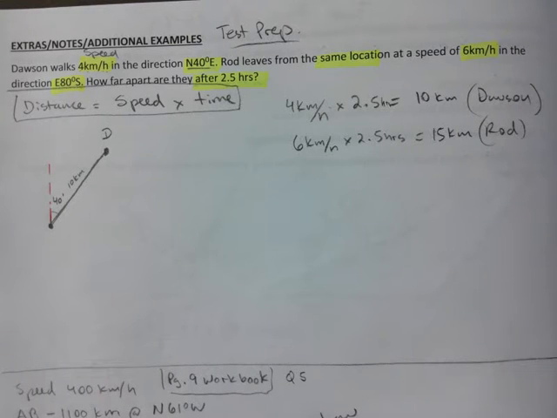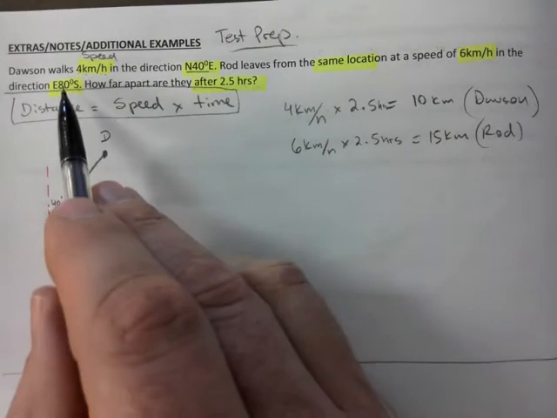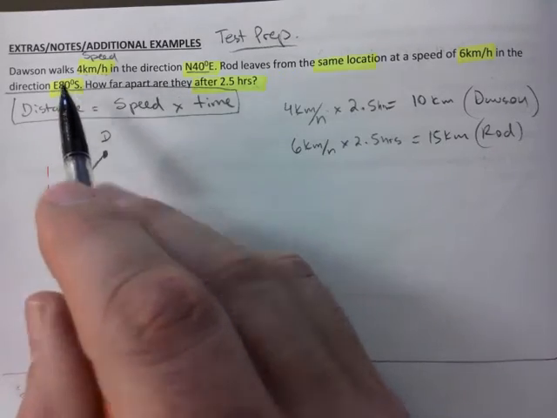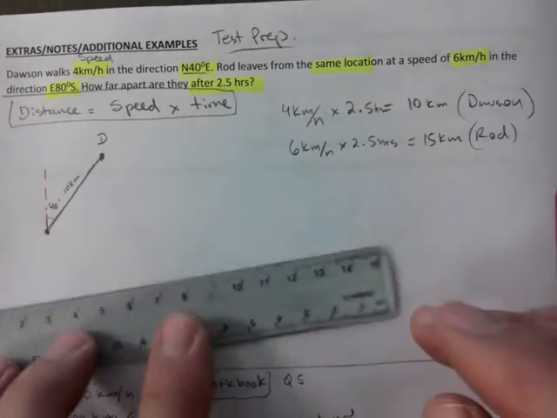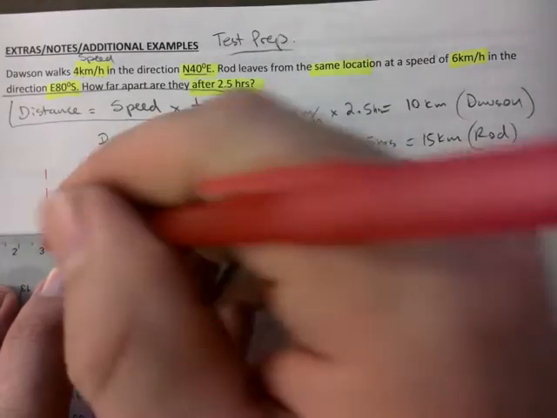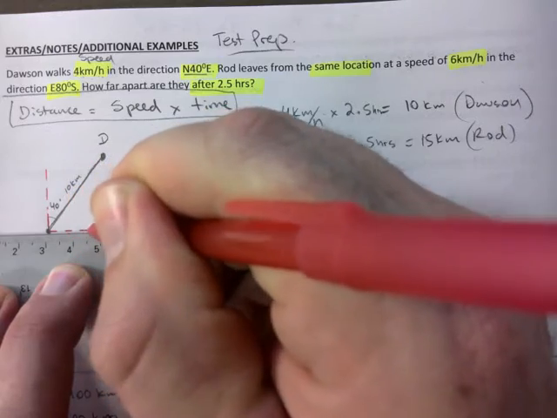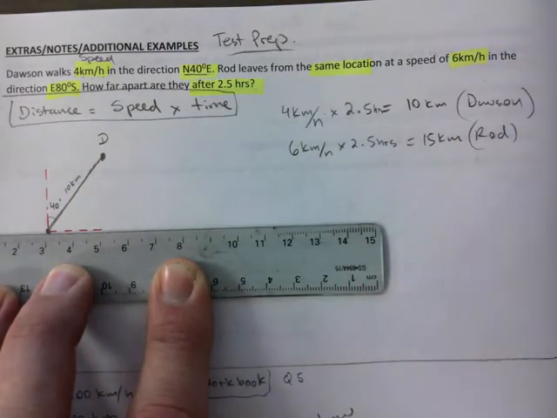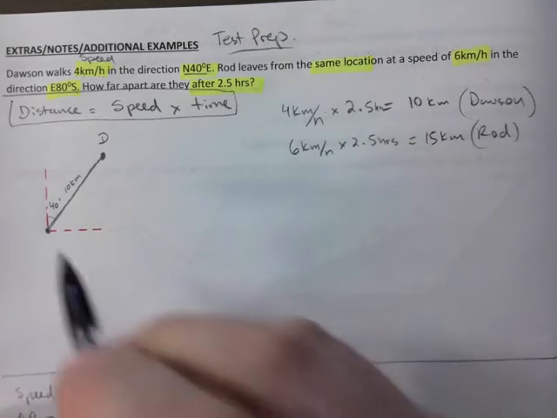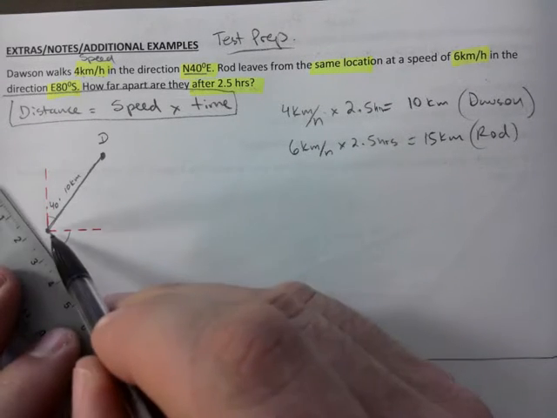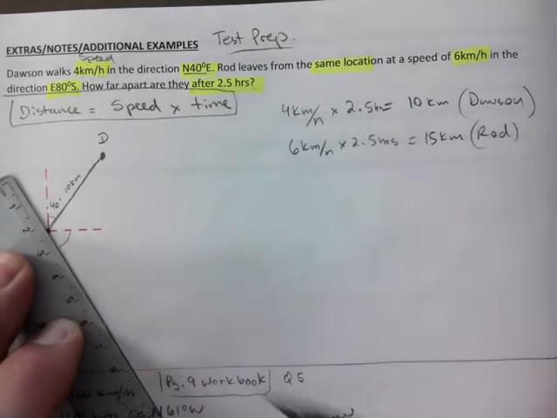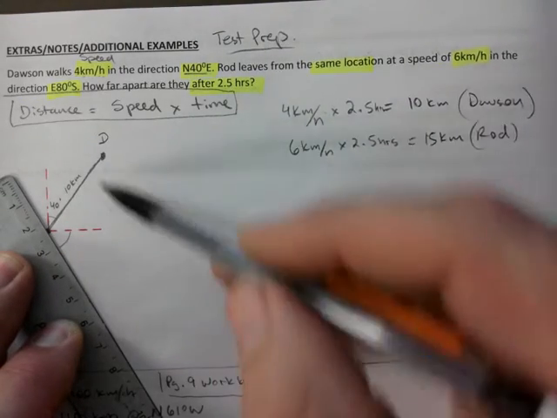And then the next one says what? Rod leaves from the same location, but this time it says what? Leaves east, 80 degrees south. East, 80 degrees south. So I'm going to go ahead and do that. This is the east line. And I'm turning 80 degrees, which is quite sharp this way. And this one is 15 kilometers, correct?